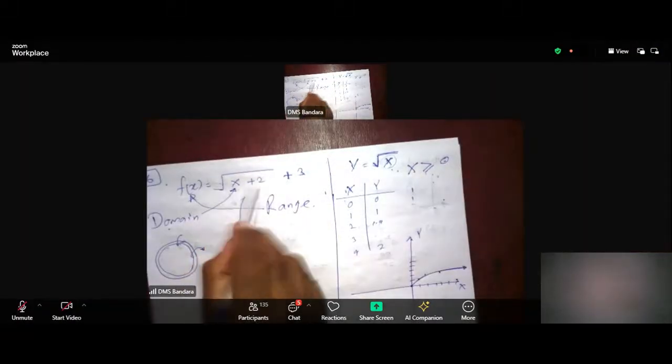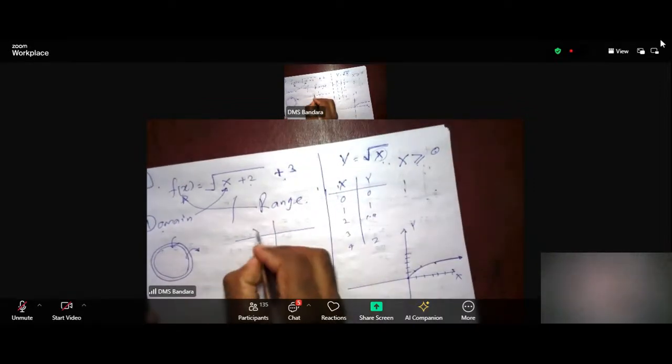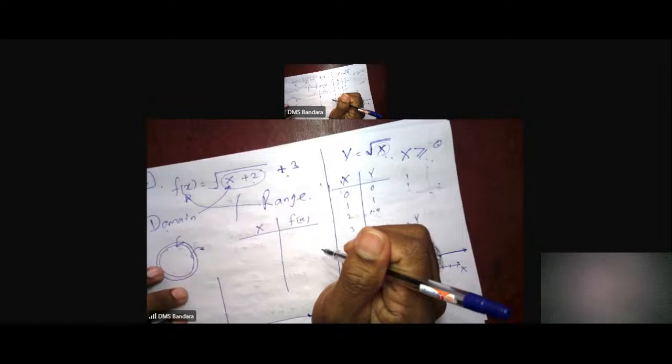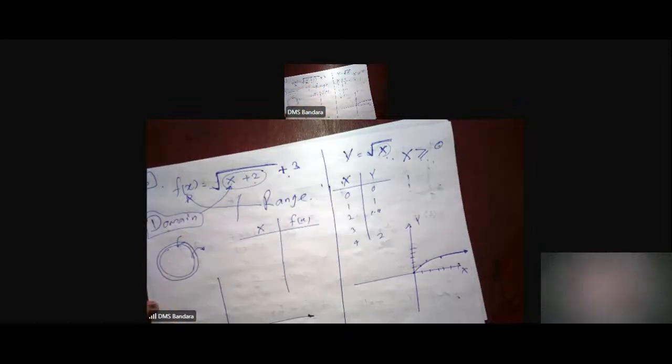Now our function is square root of x plus 2, plus 3. Shall we check some values here? Then we can draw the graph like this. The inside should be positive. What is the minimum x value we can get here? Now we are talking about domain, not range. What is the minimum x value we can get to satisfy the condition that the inside of the square root is positive?